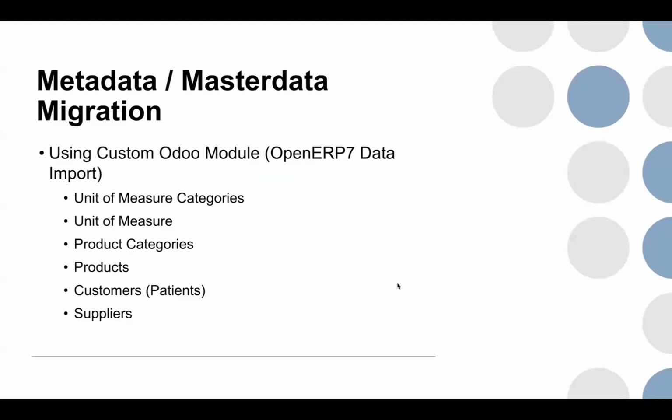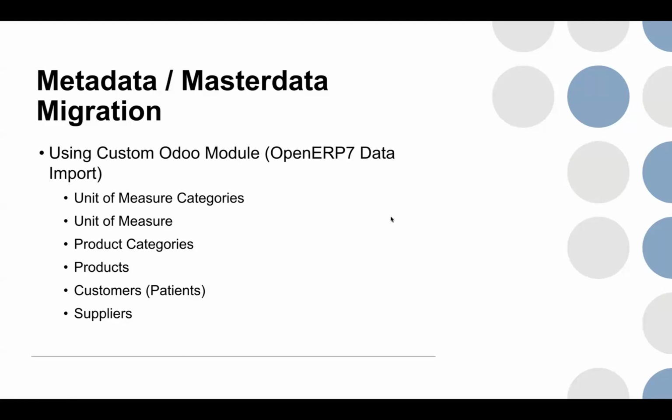When coming to the data migration, we have two different types of data. One is the metadata and master data, and the other is transactional data. First we'll look at the metadata or master data. A custom module, OpenERP7 data import, was developed, which took care of migrating these items from the OpenERP7 database: unit of measure categories, unit of measures, product categories, products, customers, which is the patient data, and then the suppliers data. All these are migrated using the module.